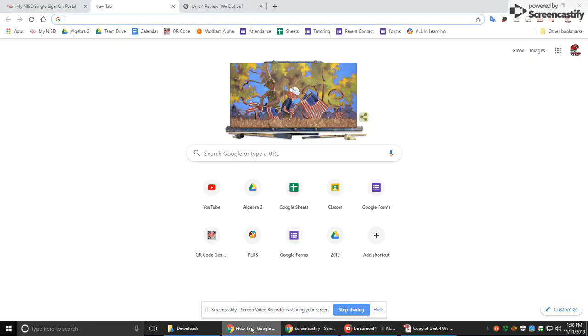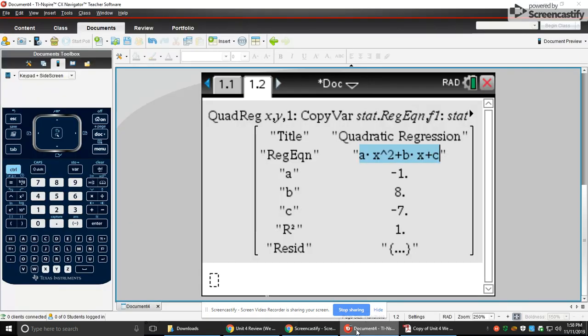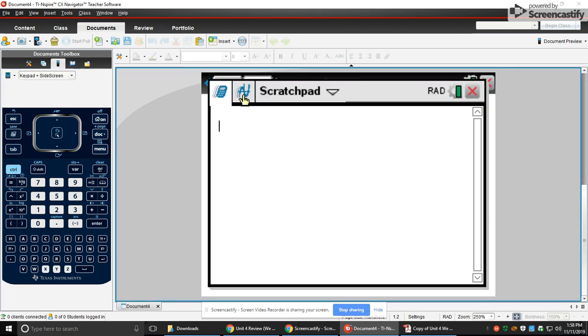So let's see what that's going to look like. This is what I wrote down on my paper. Like I said, this is because I'm recording this from my computer, so I have to show you what I wrote down. So -1x squared is just -x squared plus 8x minus 7.